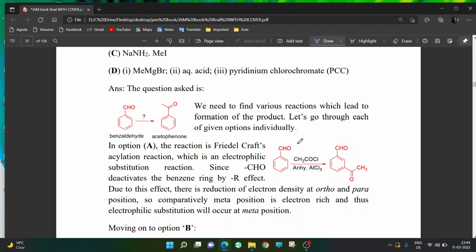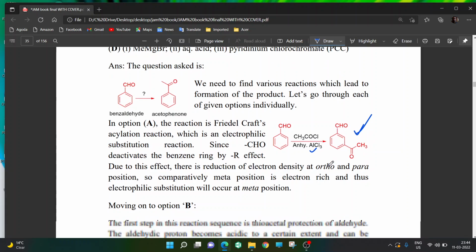The first says you have benzaldehyde and you are reacting with CH3COCl in presence of AlCl3. So it's a Friedel-Crafts reaction, and CHO we know is an electron withdrawing group, so meta directing. It will give formation of this product. At the meta position you will get COCH3. So this is not what we expect.